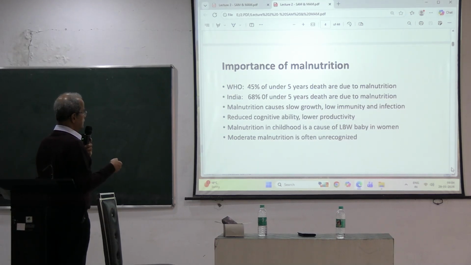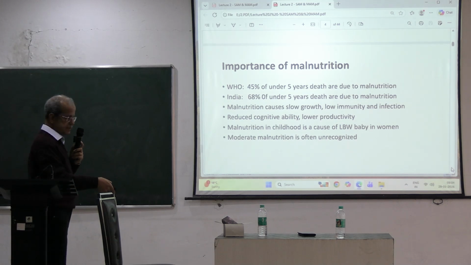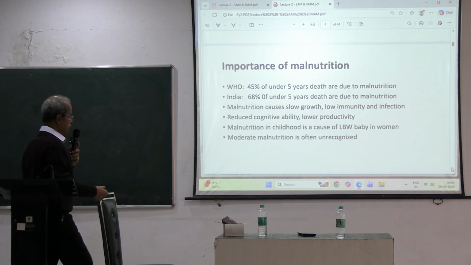Now why malnutrition is so important? Because in malnourished children, the death rate, that is the mortality, is very high. According to WHO statistics, 45% of all under 5 years deaths are due to malnutrition, or they fall in the group of malnourished children. And in India, that statistics goes up to 68%. That means death below 5 years, if you compile all the cases, then you will see that 68% of the children dying are malnourished. So you know how important this is.